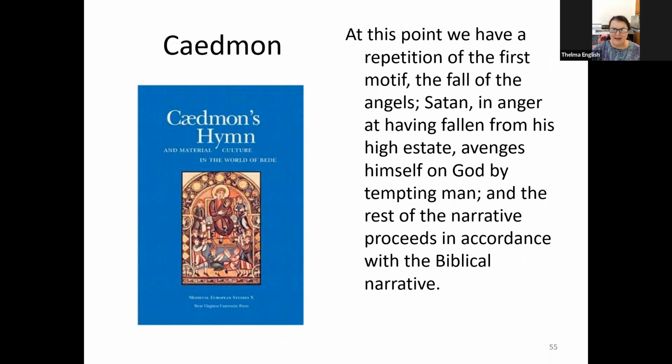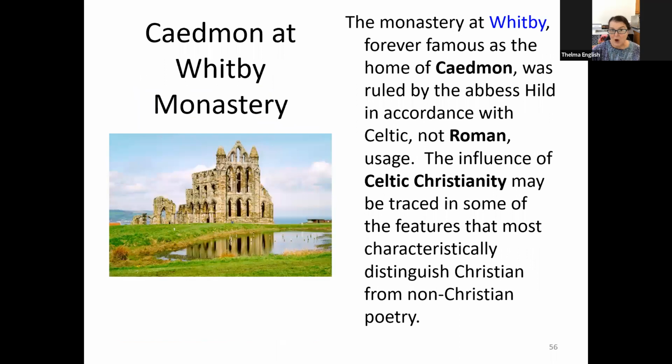Satan, in anger at having fallen from his high estate, avenges himself on God by tempting man, and the rest of the narrative proceeds in accordance with the biblical narrative. The monastery at Whitby, which is cool if you want to look that up on the internet, just look up pictures of the monastery and what they do there now, tourism and all that.